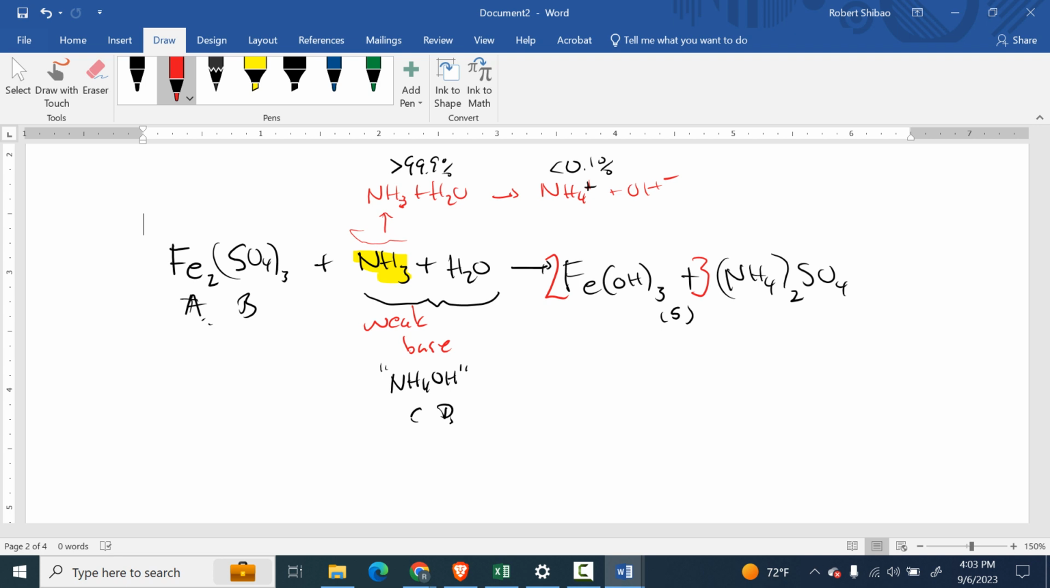I need to balance the ammonia and the water, but balancing the ammonia and water gets tricky. So what I'm going to do is balance the ammonium hydroxides. So I have 2 times 3 hydroxides gives me 6 hydroxides. So I'll need 6 ammonium hydroxides. And that's going to give me 6 ammoniums, which I have 6 ammoniums over here. So now it's all balanced. But what I need to do is go back and balance the ammonias and water. So if I need 6 ammonium hydroxides, that means I'm going to have 6 ammonias and 6 waters combined. And that will yield 6 ammonium hydroxides here.